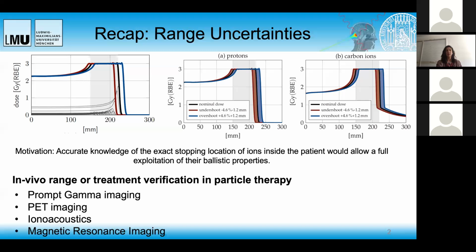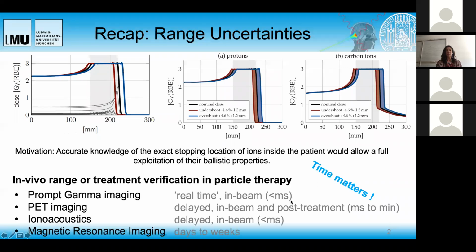What I directly want to point out is that in these range verification methods, time really matters, because all these processes happen on different time scales. When we look at prompt gamma imaging, this can be considered real time, because the prompt gammas that we want to measure are emitted far below the nanosecond range. So this is real-time beam tracking, so to say.